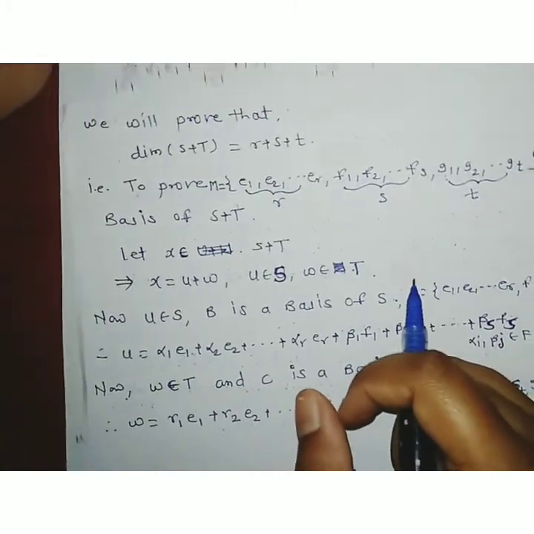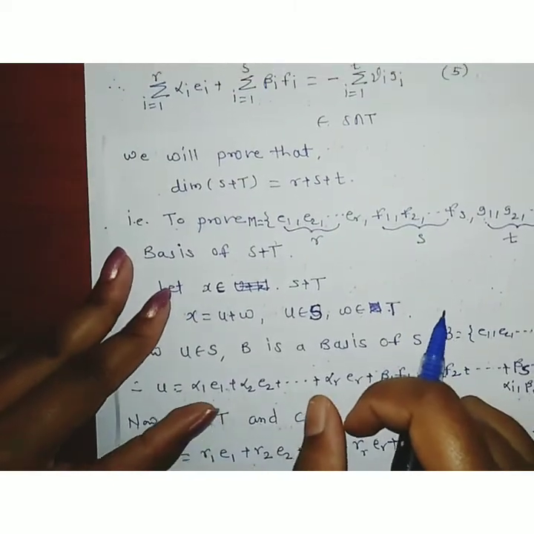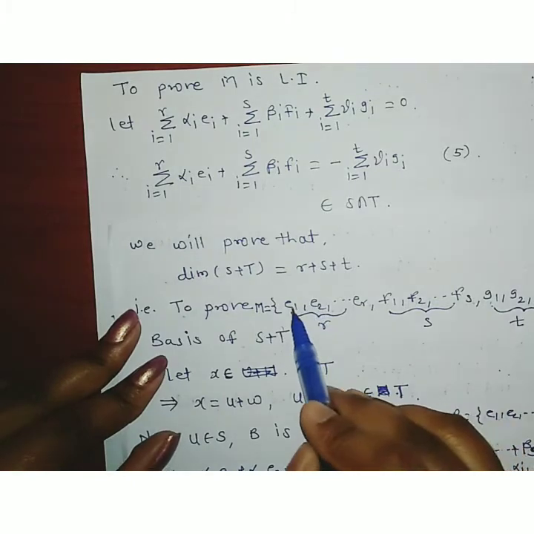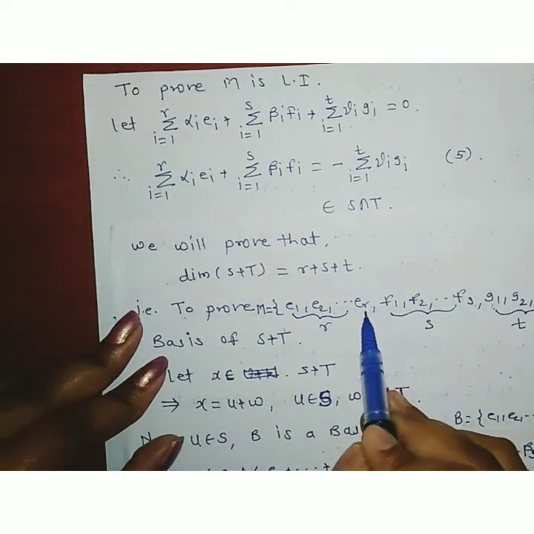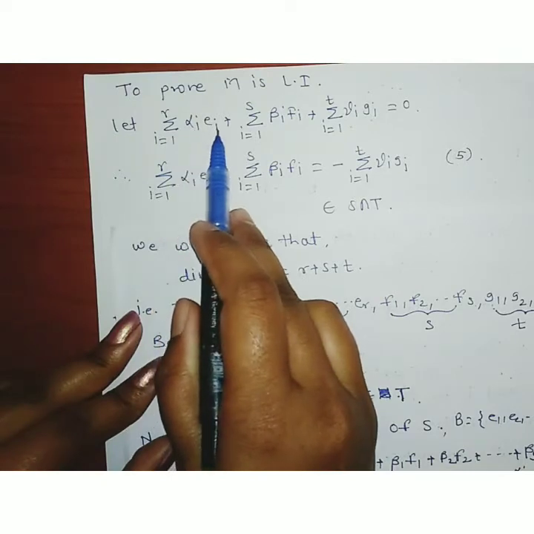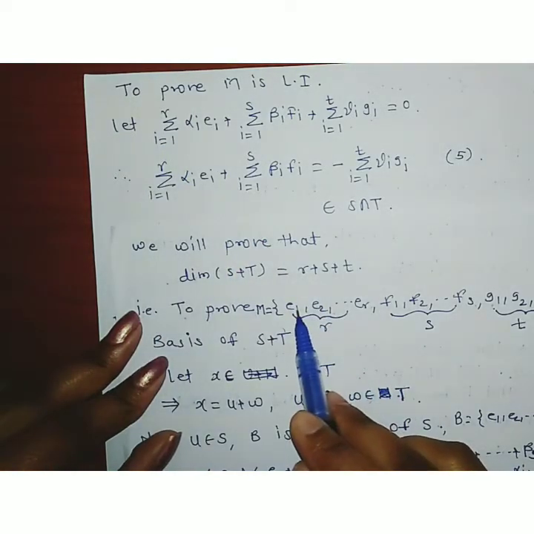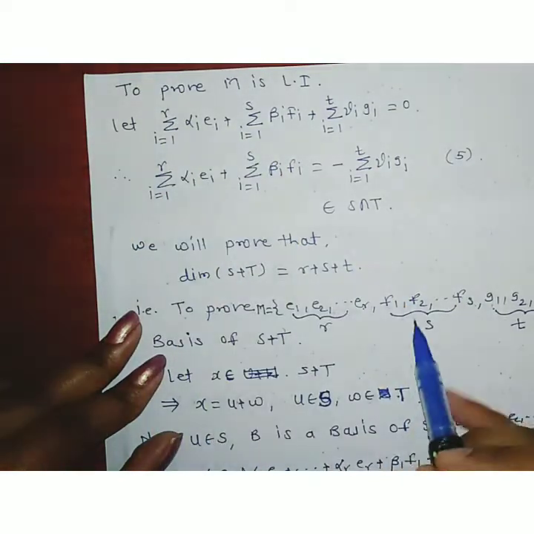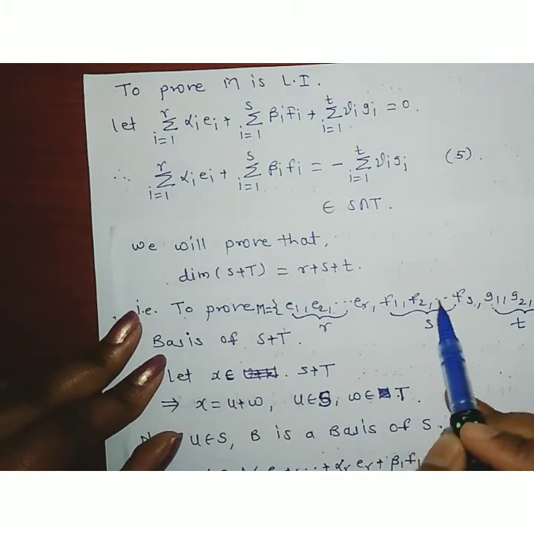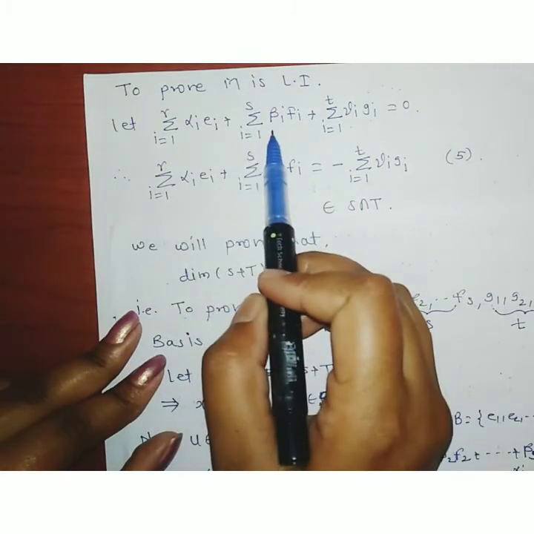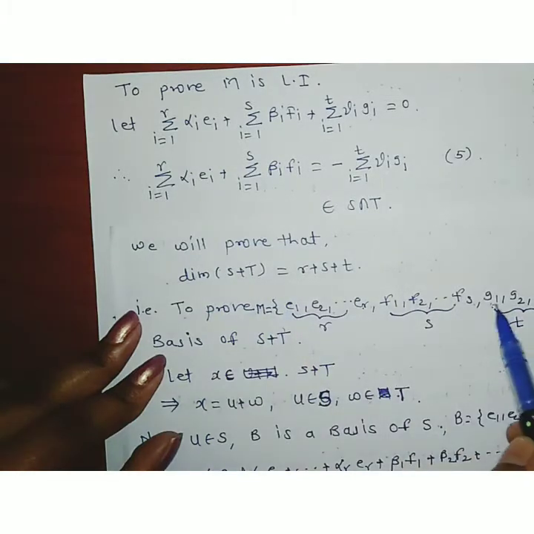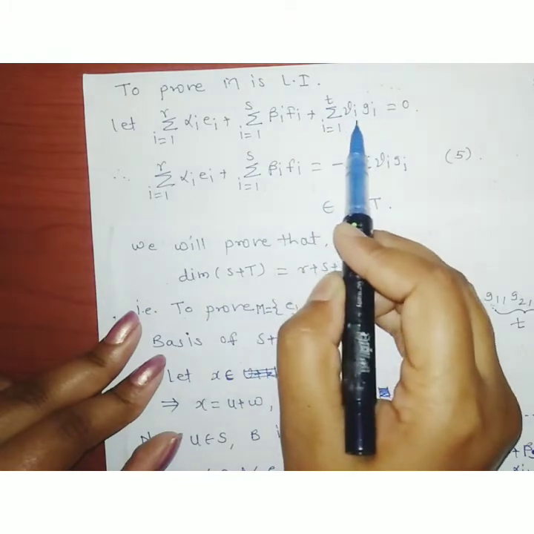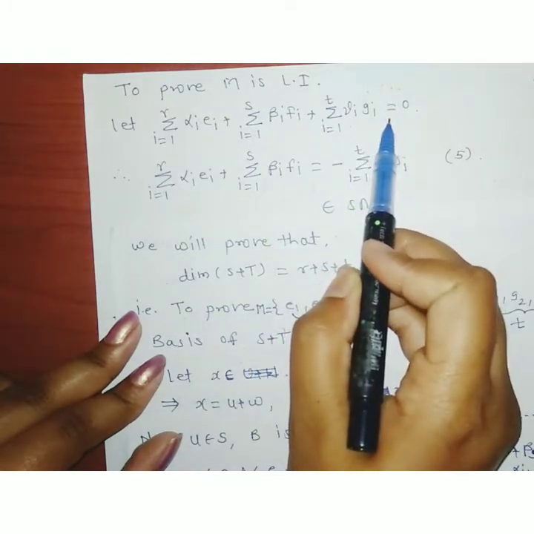So now consider, for showing linear independence, a linear combination of these vectors. Consider the summation of alpha i ei, with i running from 1 to r, plus a linear combination of these s vectors, the summation of beta i fi, with i running from 1 to s, plus a linear combination of these t vectors, the summation of gamma i gi, with i running from 1 to t, and consider it equal to 0.